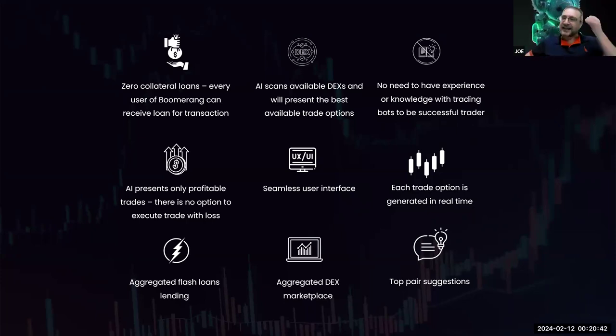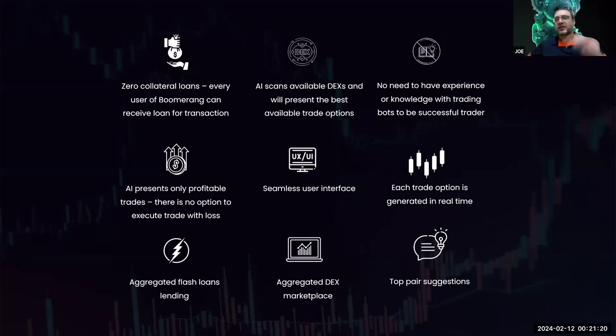Now listen to that. That's mind-blowing. AI presents only profitable trades. There is no option to execute a trade with a loss. That has to be a first in the industry. The inability to lose a trade. Where can you go? Nowhere but here with Boomerang. You can see no matter how much you try, you simply cannot execute a losing trade. The AI is designed to reject a trade if it's a losing trade, even midway through the trade.